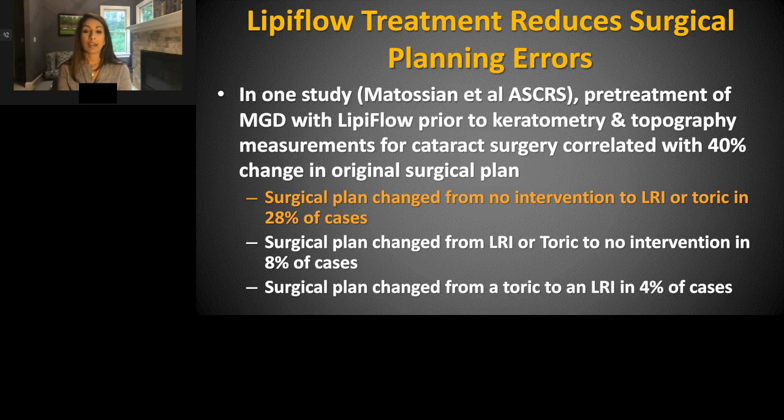And the one that I have highlighted here that really stood out to me was that in 28% of the cases, so just over a quarter of the cases, the surgical plan changed from no intervention to adding an LRI or a toric. So that really shows me that your astigmatism measurements are very much impacted by MGD and ocular surface disease. And if we don't take time to treat it, we're going to actually erroneously treat our astigmatism or leave astigmatism behind because we're not accurately measuring it because of the interference of ocular surface disease.